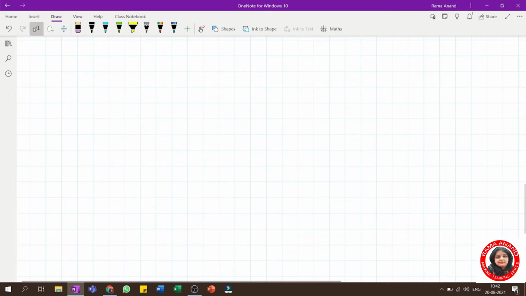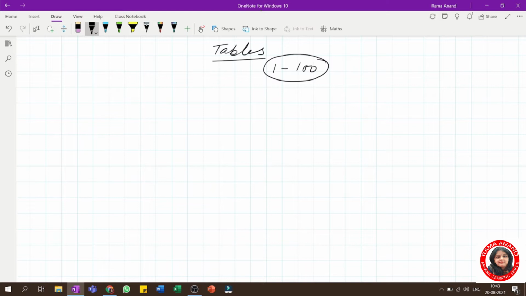In this video, we will do the most difficult topic of your maths, that is tables. Because all the students find it very difficult to learn the tables. So today we will discuss how we can learn or how we can create the tables for any number from 1 to 100. That means you can say simply two-digit numbers maximum.